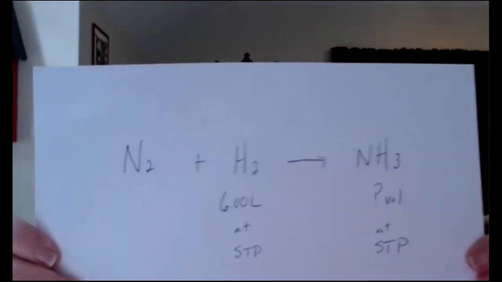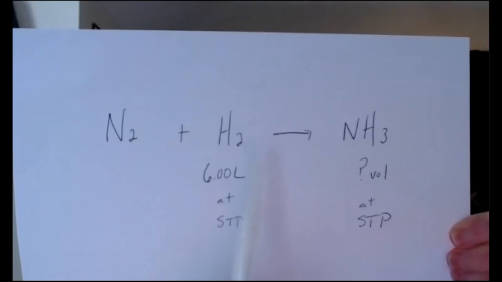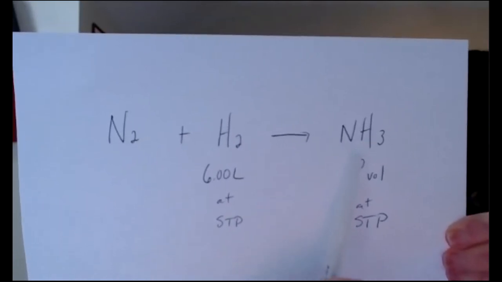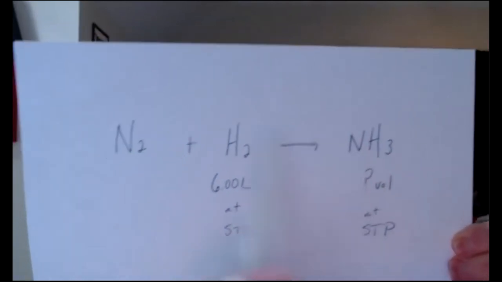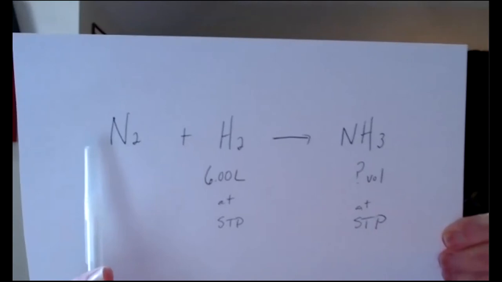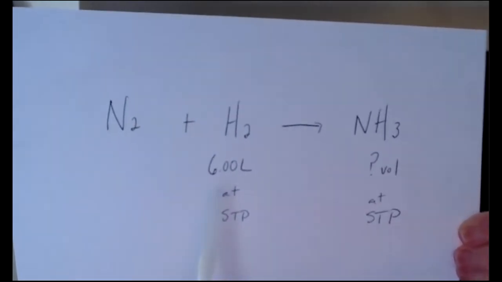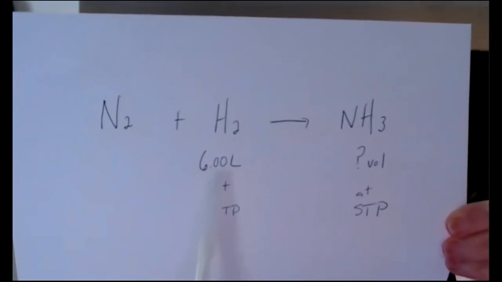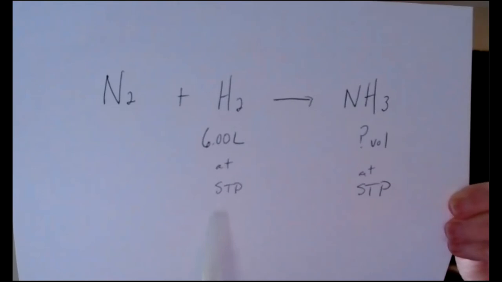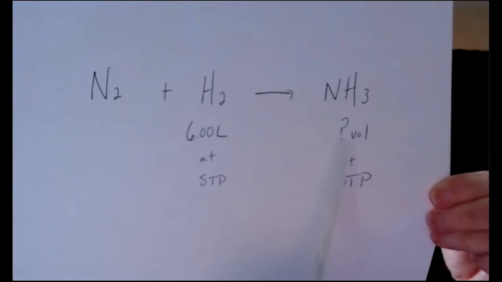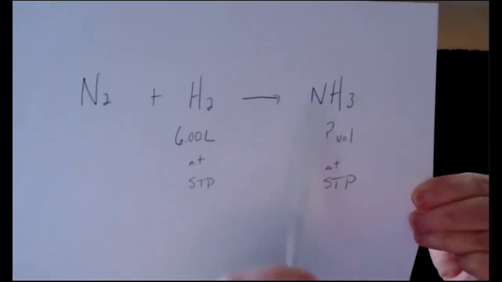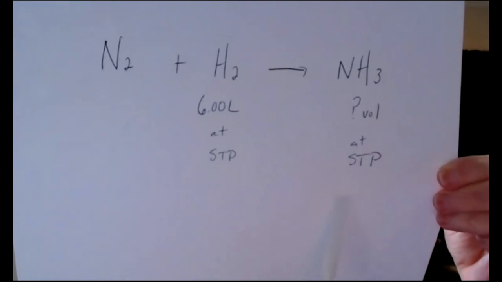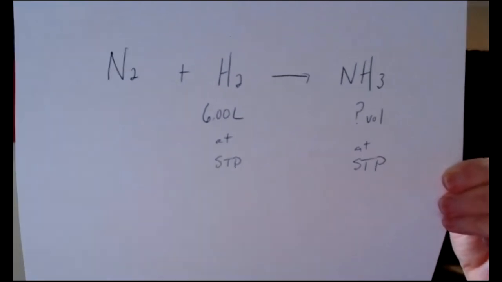Now, let's see. Let's say I give you this reaction. Nitrogen reacts with hydrogen and makes ammonia. These are gases. If I say you have 6 liters of hydrogen at STP, and I simply want to know the volume here of ammonia at STP, how would you do the problem?